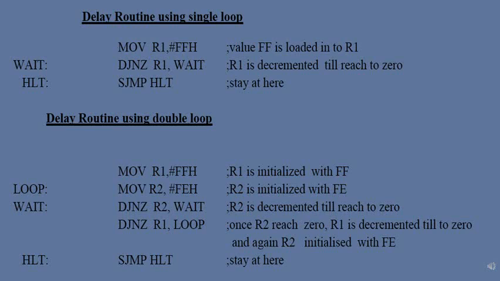Again this instruction decrements the value in register R1. Then it jumps back to the looping program, and the same instructions from MOV R2, #FE are executed again. After R1 is decremented to 0, it moves to the next instruction, SJMP halt. After the execution of SJMP halt, the program will be halted.